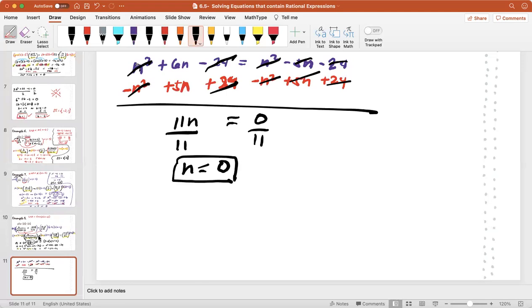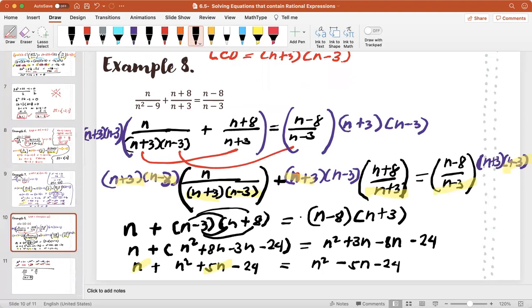Now, is it a solution? Are you sure? Let's look at this. What happens if n is 0? Let us check. If n is 0, 0 squared is 0 minus 9, negative 9. How about this? n plus 3: 0 plus 3, 3. 0 minus 3, negative 3. It's not 0. Therefore, 0 is a solution.